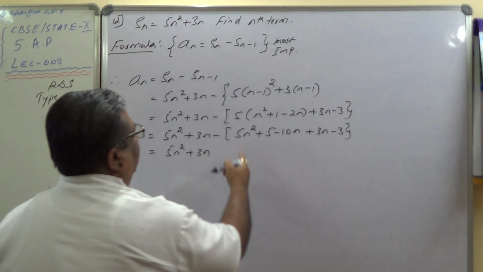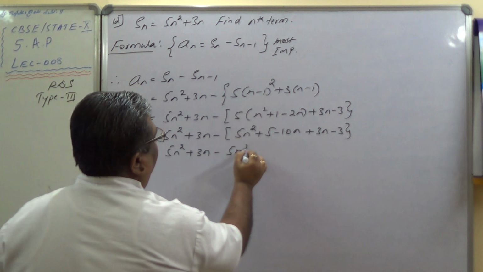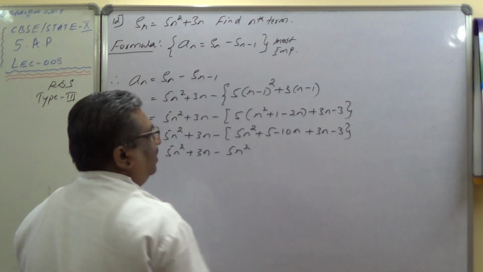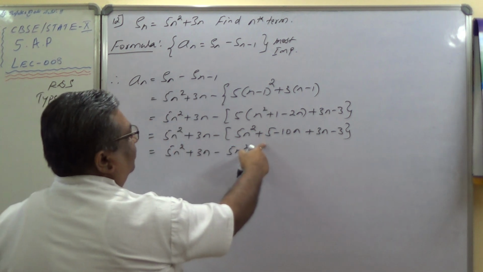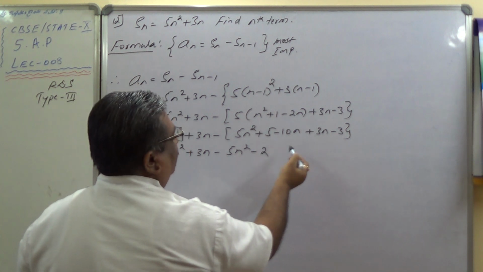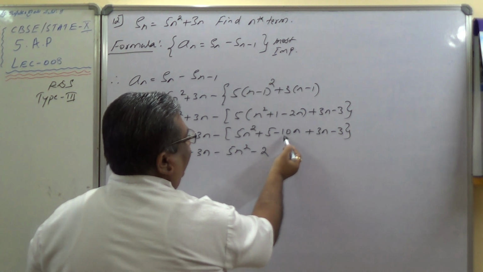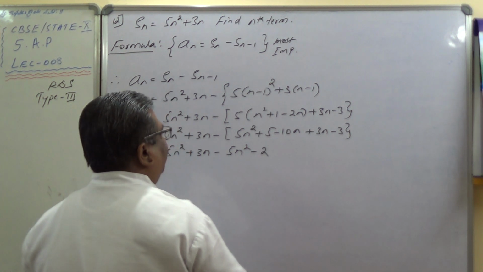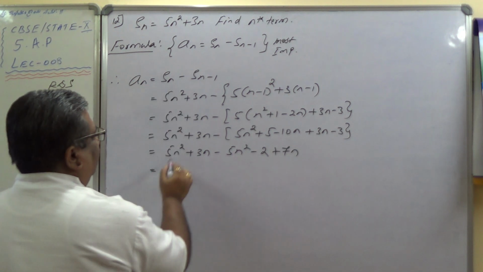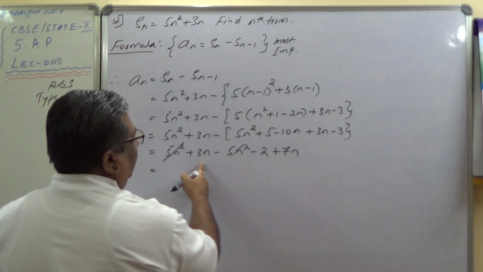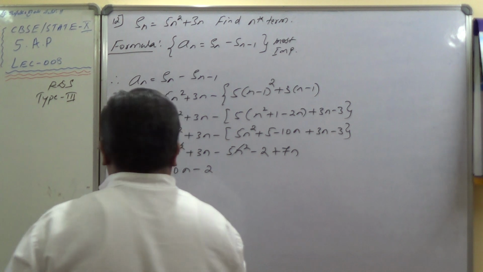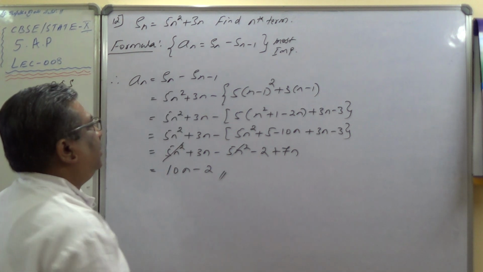3n minus 5n square minus, plus 5 minus 3 is plus 2, minus of this is minus 2. 5n square minus 2, minus of minus, here minus 10n plus 3n is how much? Minus 7n. Minus of minus is plus 7n, which is equal to 5n square cancels, 3n plus 7n, 10n minus 2. This is what we are getting. Correct answer. So note it down.